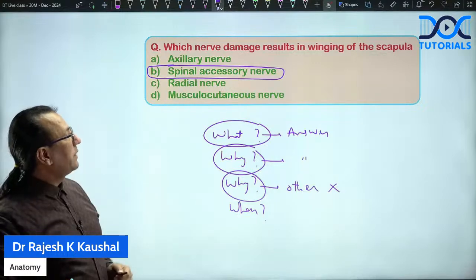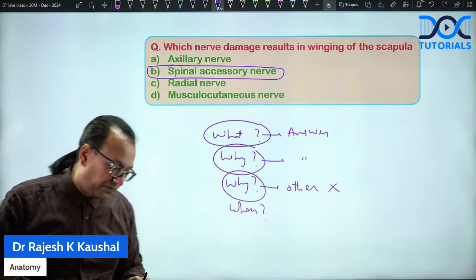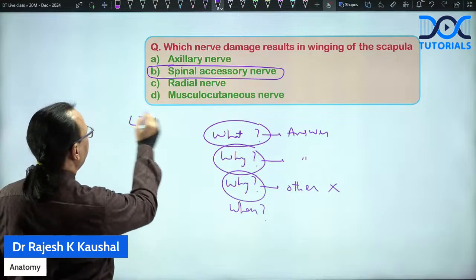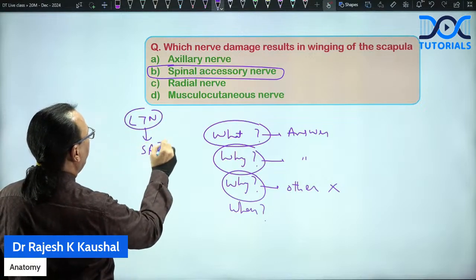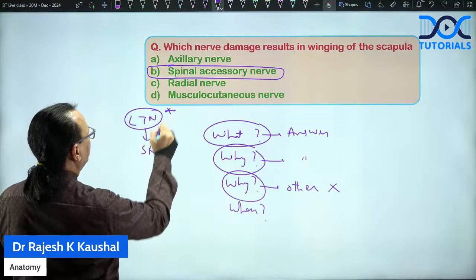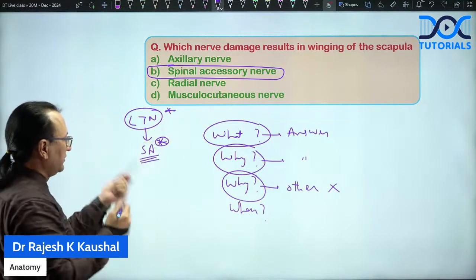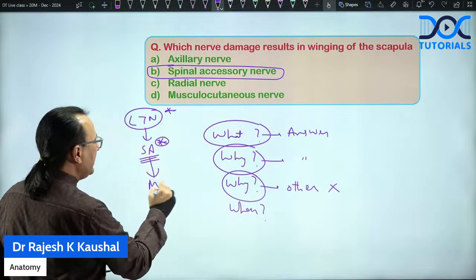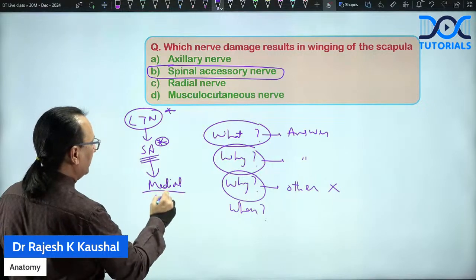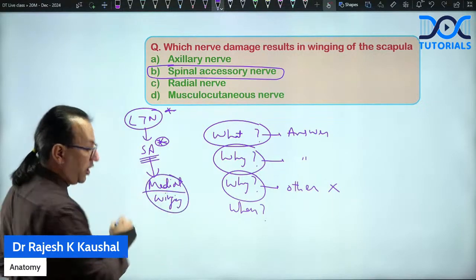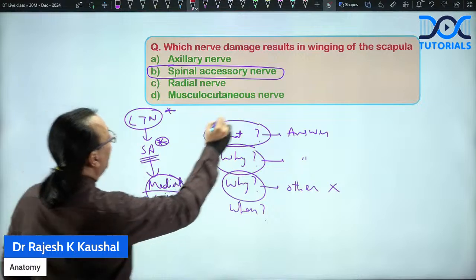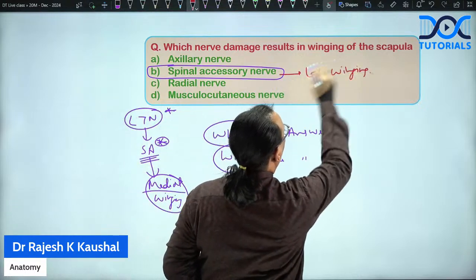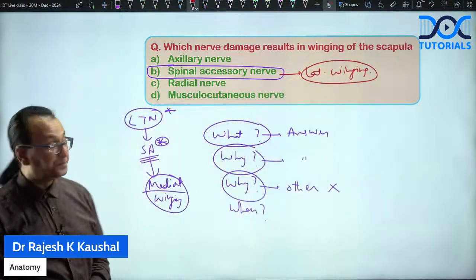Okay, so you are telling that spinal accessory nerve is the answer. Perfectly fine. You should have been looking for the long thoracic nerve, which supplies serratus anterior. If you damage the long thoracic nerve, then serratus anterior will be compromised and there will be winging of scapula. But that winging of scapula is called medial winging of scapula. And the one which you are right now talking about is called lateral winging of scapula. So what is the difference between lateral winging of scapula and medial winging of scapula?